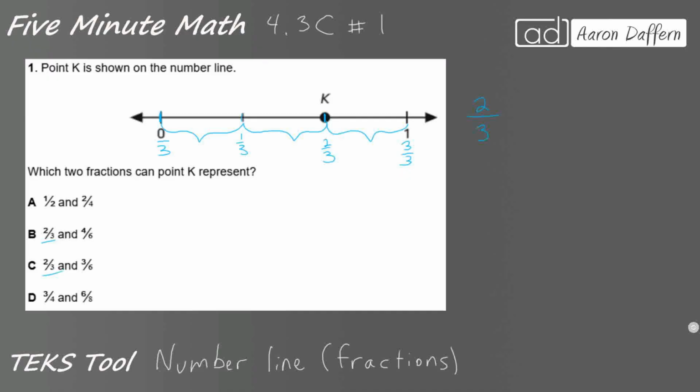Now I'm kind of stuck between B and C. We can eliminate A and D because they don't include 2/3. That's going to be the easy one. Now we need to generate equivalent fractions. Okay, so we've got options here.